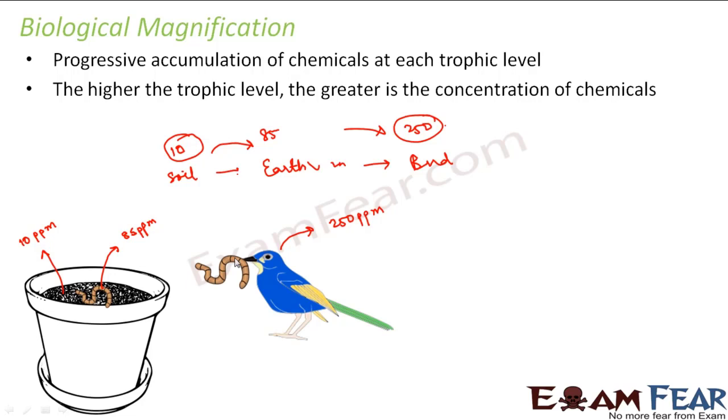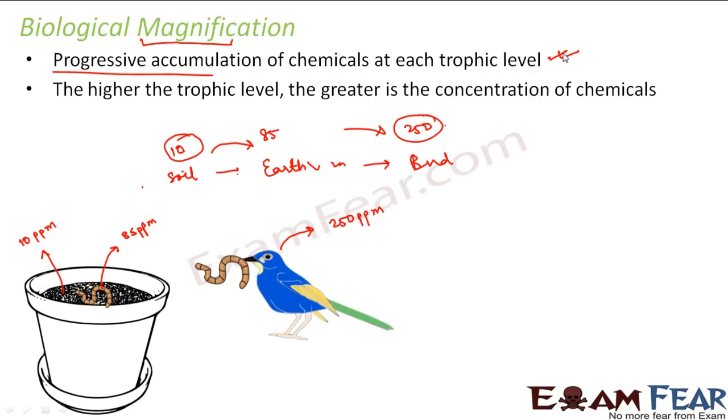Now, this phenomenon is known as biological magnification. The word magnify means to amplify, to increase. So that is why this is defined as progressive accumulation of chemicals at each trophic level. That means with each trophic level, the accumulation increases. That is why it is a progressive accumulation.